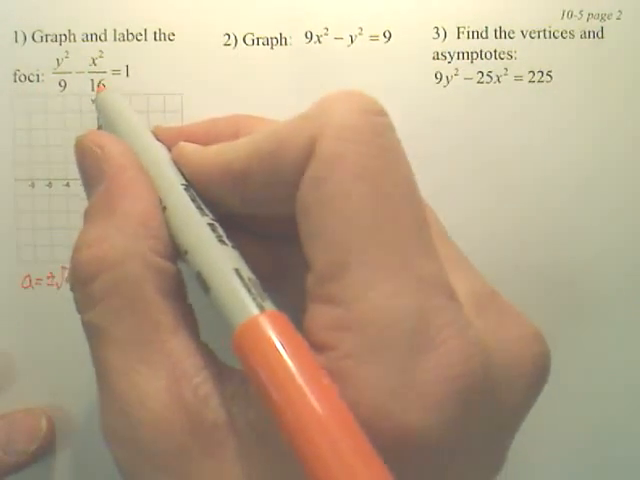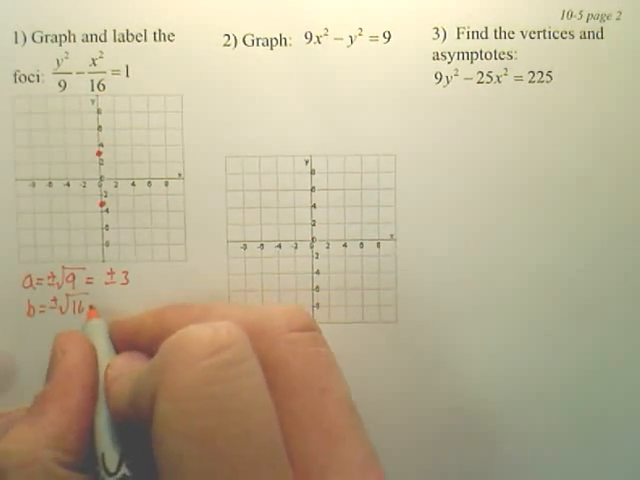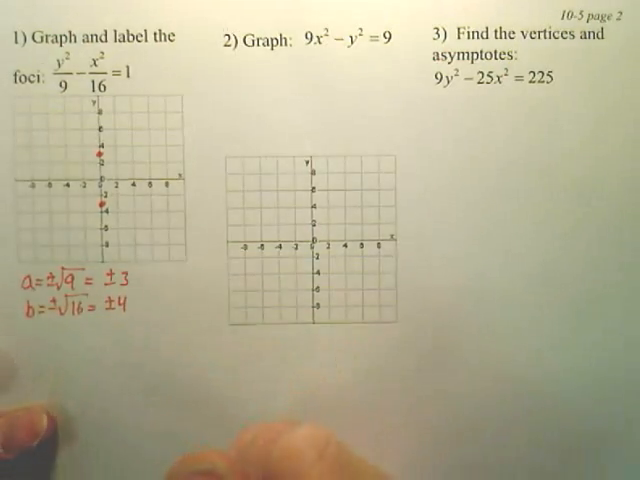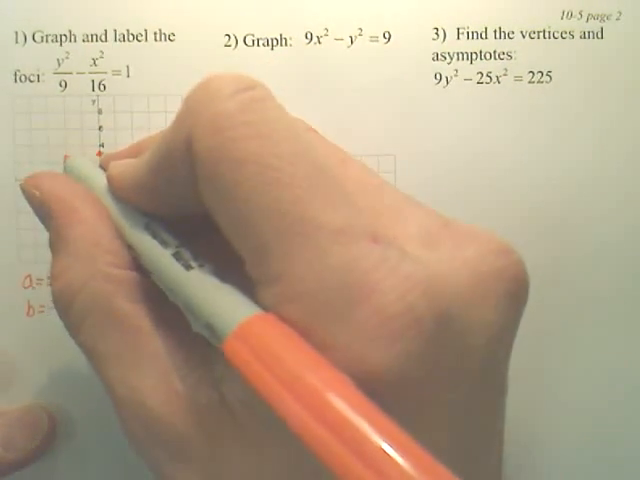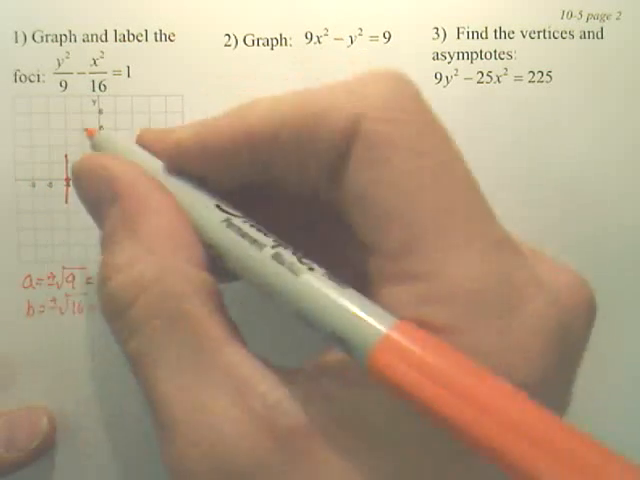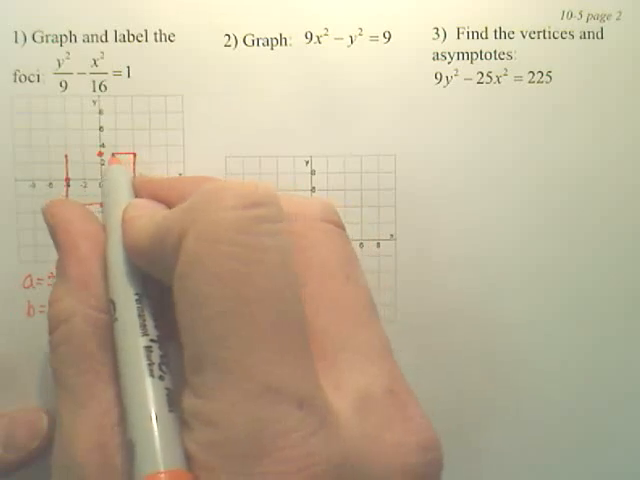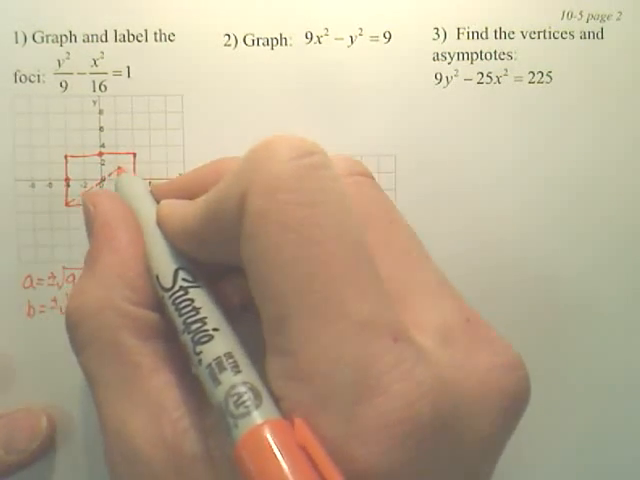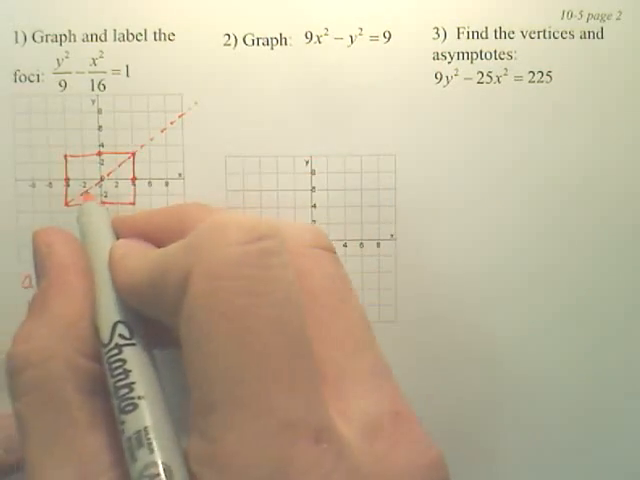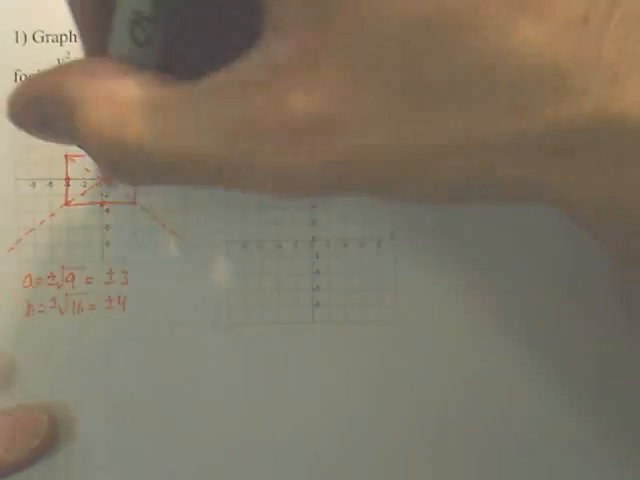And then this one, 16, your b value is going to be plus or minus the square root of 16, which is plus or minus 4, which means it's going to go right 4 and left 4. And then what do we do with that? Well, we're creating a box here. This box will create our asymptotes, which then help us graph. So we go like this, and we're creating our asymptotes. And then this one goes like that.